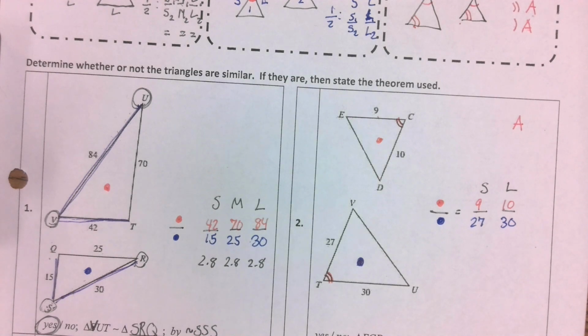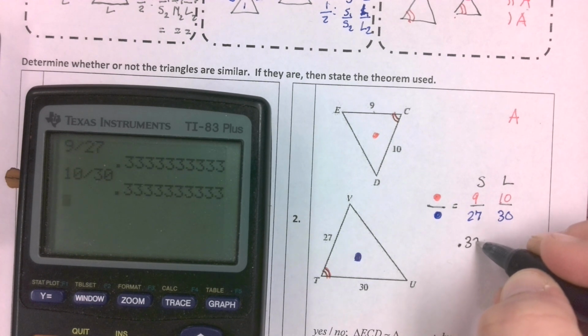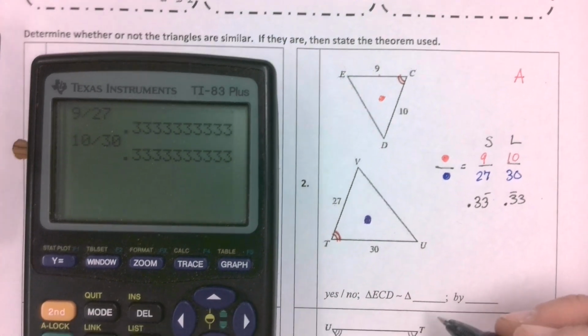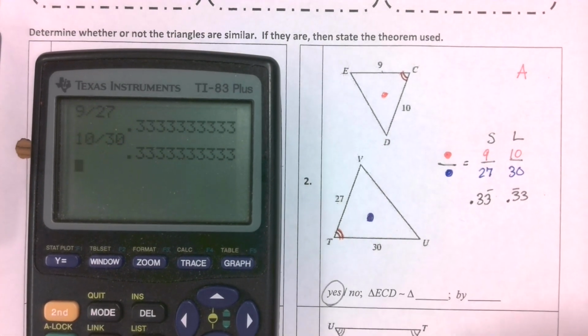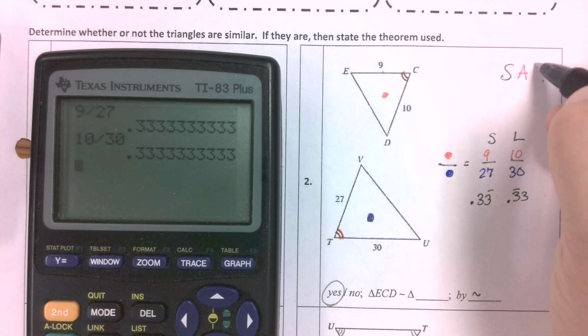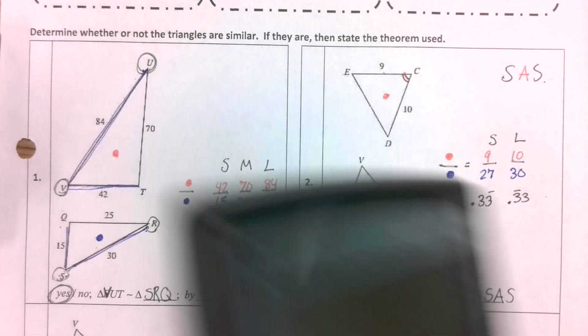If you don't match those up correctly, you're definitely going to struggle with getting the right answer. Then I use my calculator and I check 9 divided by 27, top divided by bottom, and 10 divided by 30. Excellent. Both of those come out to 1/3 or 0.33 repeating. Since they're equal to each other, I know that these are in fact similar. Yes, they're similar. And this time it's by the 2 sides that we got. Side, 1 angle, and a side.